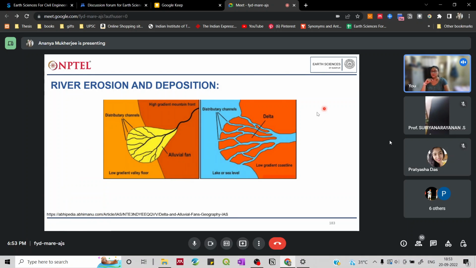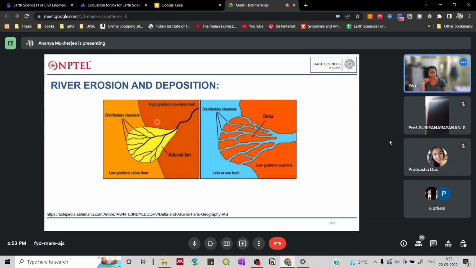You can see the alluvial fan forms at the foothill of the slopes, and deltas form at the interface between the land and the sea or lake or ocean. So this happens at the last stage of the river, and this happens where the slope suddenly decreases, and we move to the low gradient valley floor or low gradient plain areas. And this is where more of the distributary channels will start forming from the main channel that was coming.